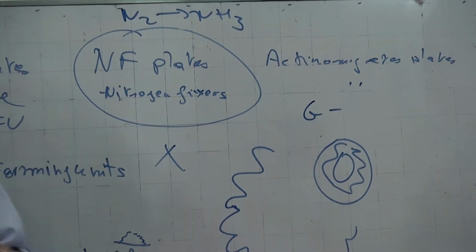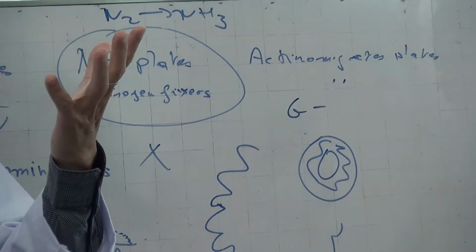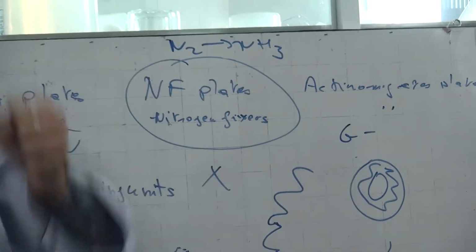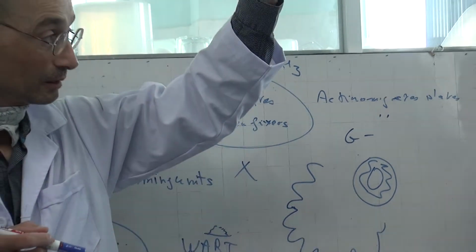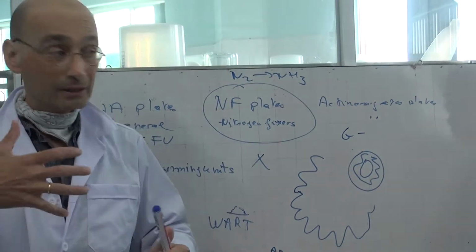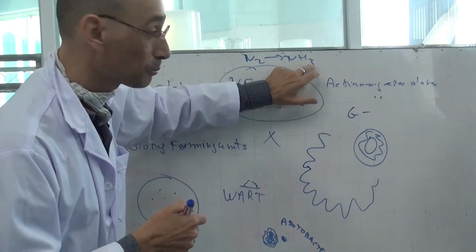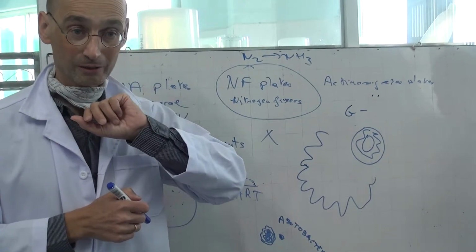Okay, but Azotobacter is aerobic. So it has to take the oxygen, take the nitrogen, but it's also breathing, respiring at the same time. So it has to protect the nitrogenase from the oxygen.